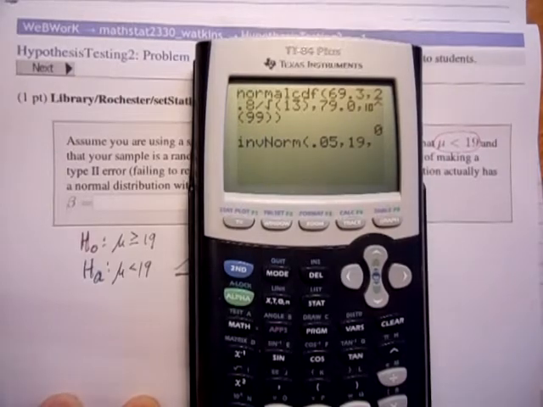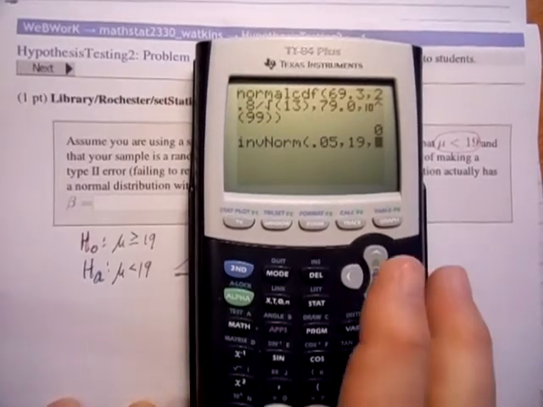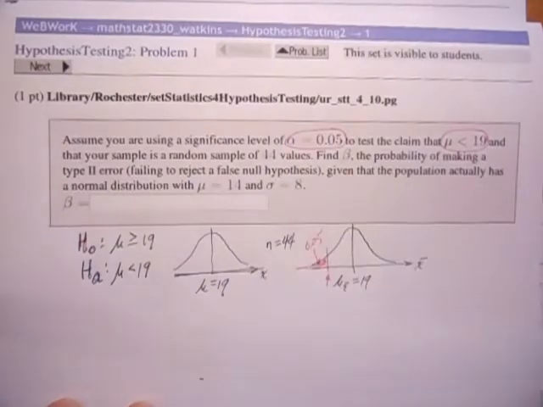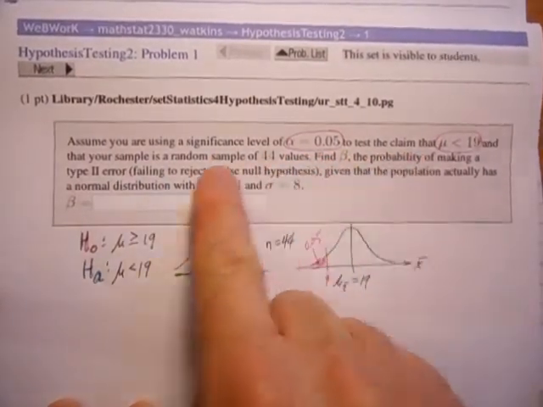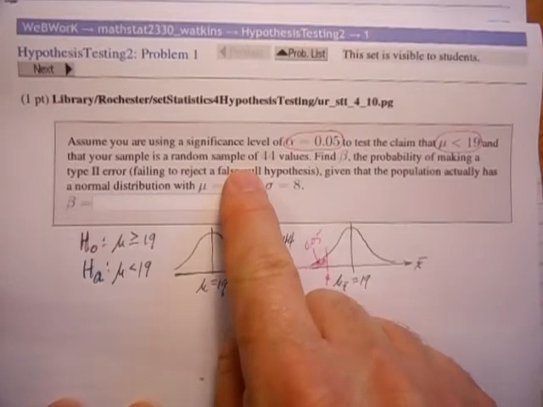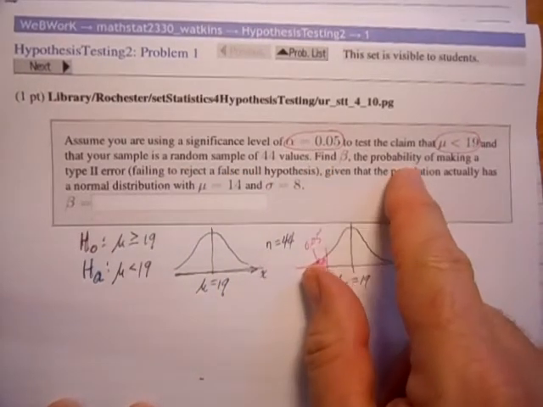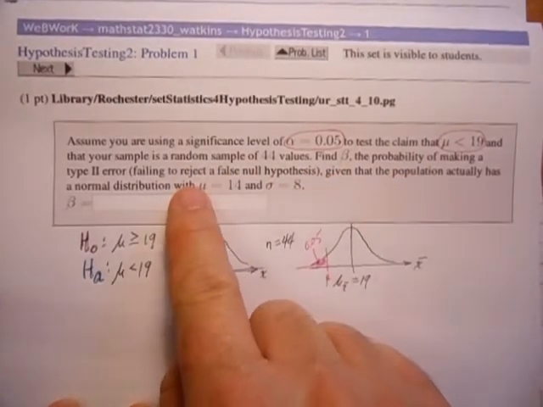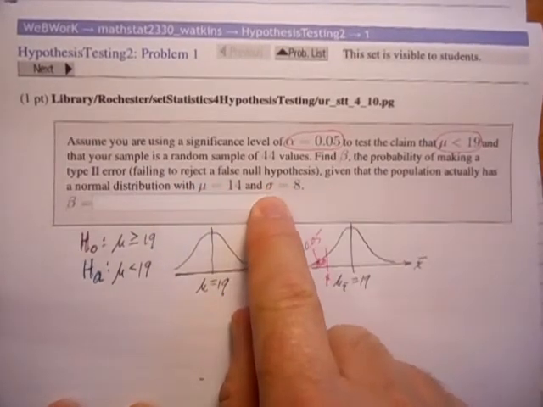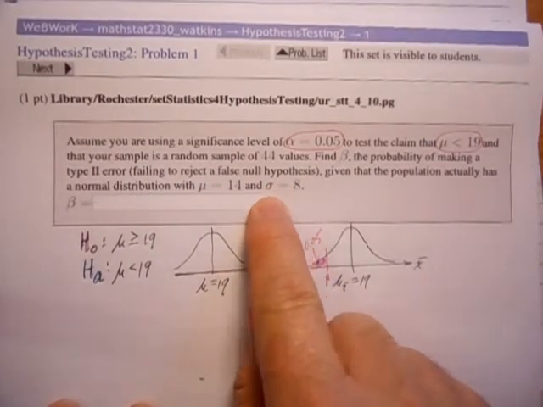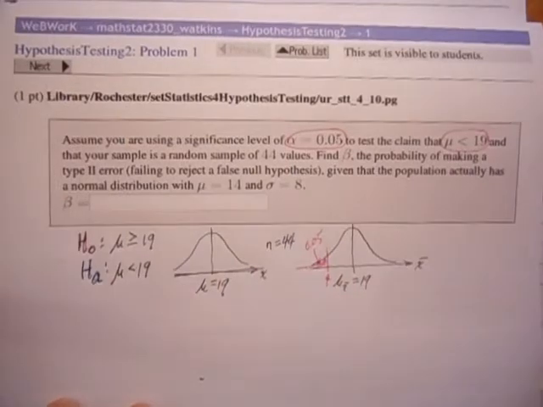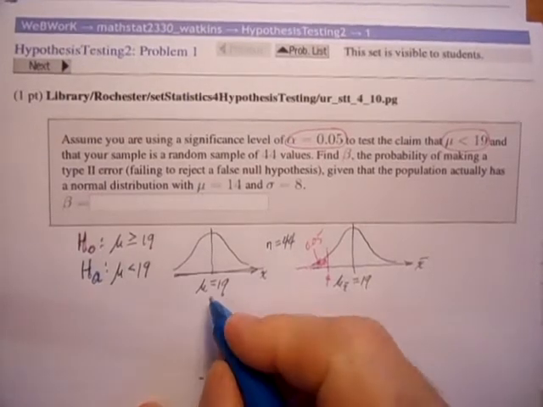Oh, shoot. I don't know what the standard deviation is, do I? Let me come back to the problem and I'll come back to here. Assuming that the 44 values, the beta is the probability of a type 2 error. Oh, there it is. They told us that we knew what the population standard deviation is.